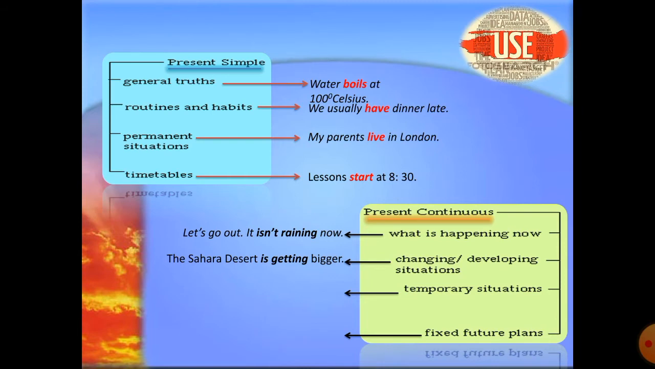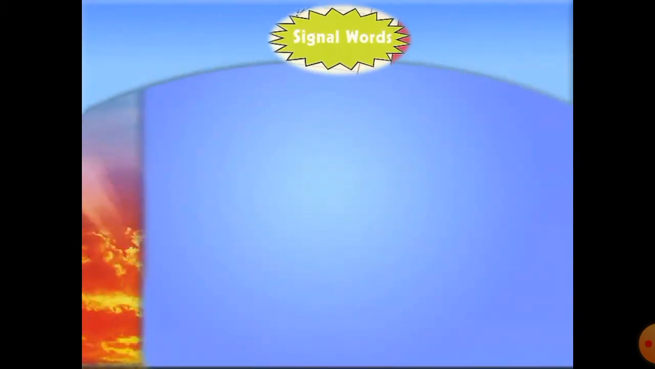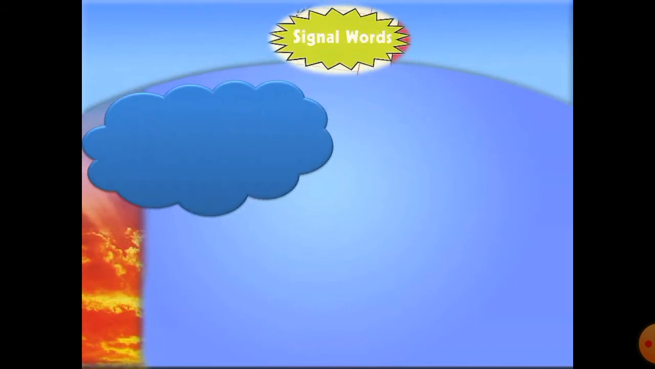For a developing situation, the Sahara Desert is getting bigger and bigger. And for a temporary situation, I'm living with some friends until I find a flat. Then I will move to my flat. And for future plans, we are traveling to Rabat next week. Also, we should take into consideration the signal words of both tenses.